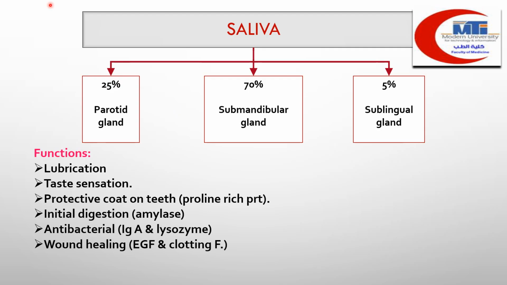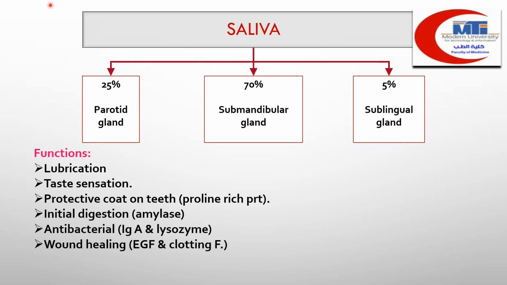Salivary glands secrete saliva. It's the major function of salivary glands. 70% of the saliva is secreted by the submandibular gland, while 25% is secreted by the parotid gland. The remaining 5% is secreted by sublingual glands.